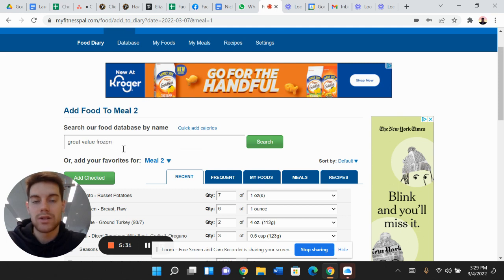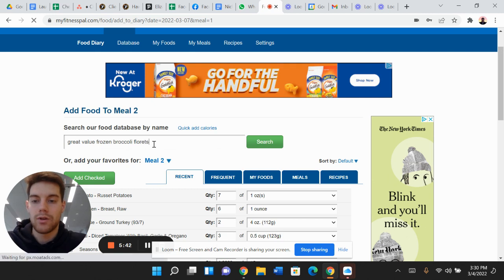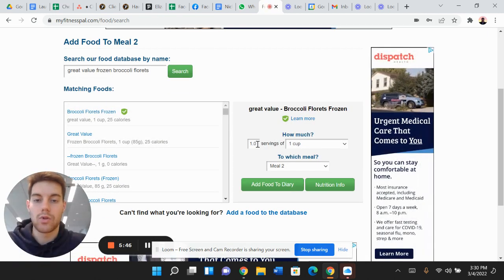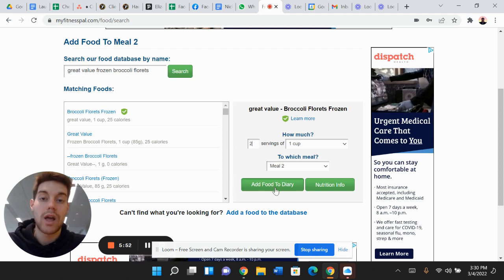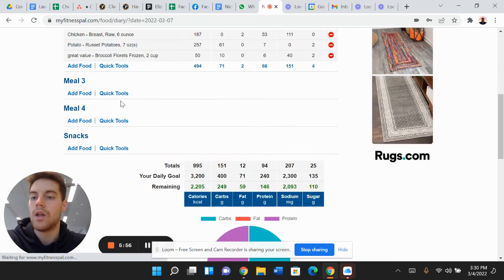Again, it makes it way easier to just scan the barcode, but I don't have that luxury. Let's see, hopefully I spelled broccoli right. I don't think I did. Nope, dang it. Broccoli florets, okay. Cool, there we go, Great Value broccoli florets. So half of the bag would be 2 servings. The bag has 4 servings in it, and I'm going to use 2 servings, half of the bag. Add that to my diary. There's my lunch. Boom, got it in there.